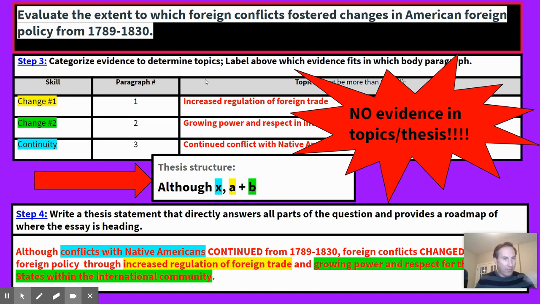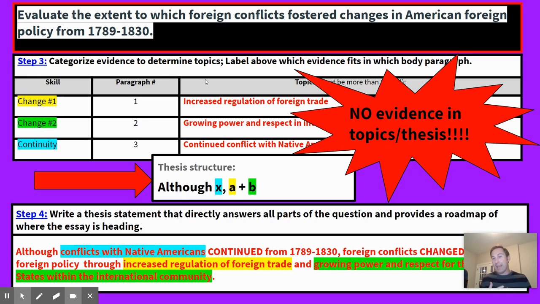So if my first change was increased regulation of foreign trade, and my second change was growing power and respect in the international community, and my continuity was continued conflict with Native Americans over Western lands, I would then just put that into my "although X, A plus B" structure. So it might look like this when I insert it. Although conflicts with Native Americans continued from 1789 to 1830, foreign conflicts changed foreign policy through increased regulation of foreign trade and growing power and respect for the United States within the international community.